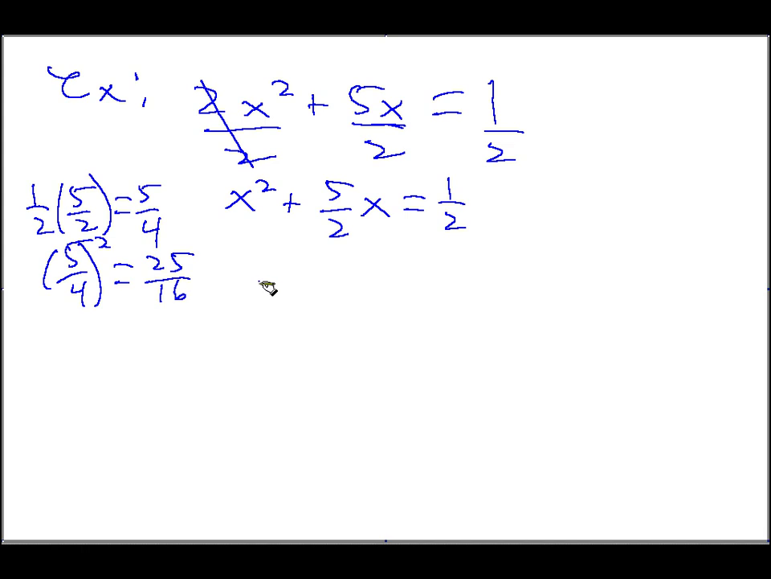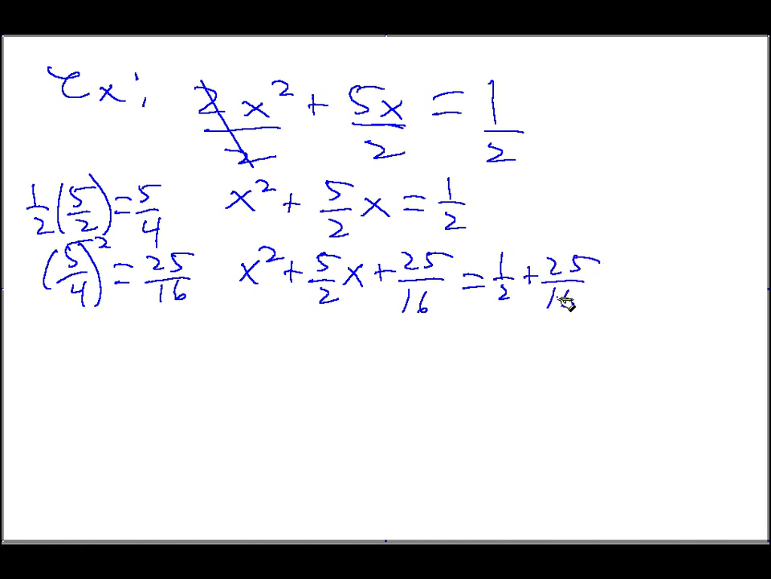Can we see that? Hopefully, don't let the fractions throw you off. Just use your calculator, alright? So I'm going to get x squared plus 5 halves x plus 25 over 16 equal to 1 half plus 25 over 16. Hopefully you can see that without too much trouble. Okay? Alright then, that's a perfect square now, so let's go and factor it.